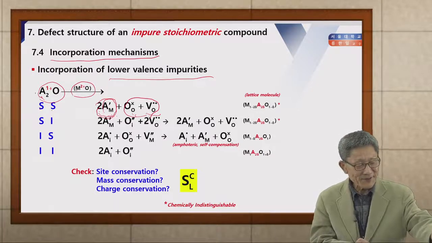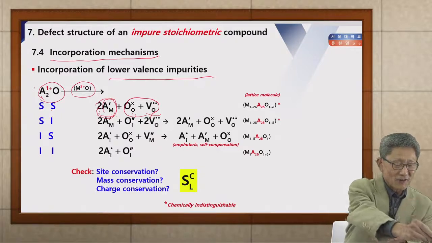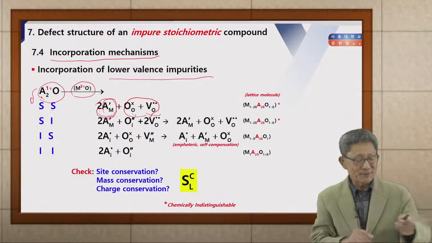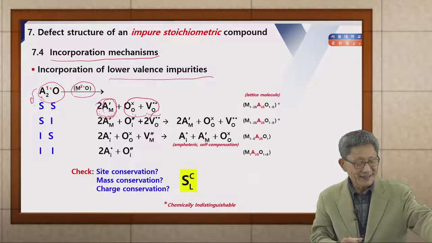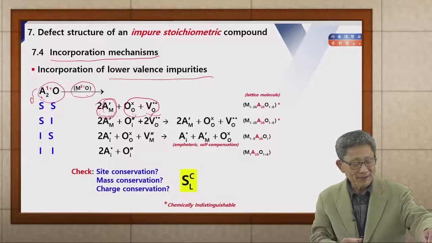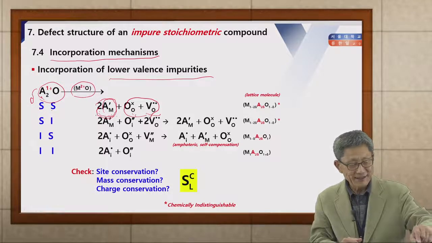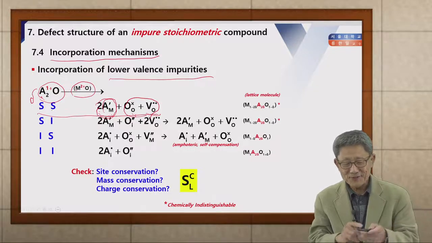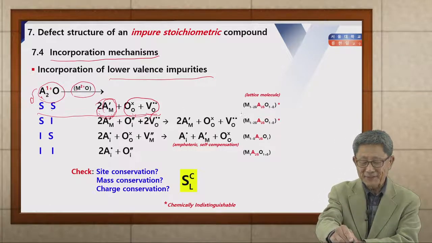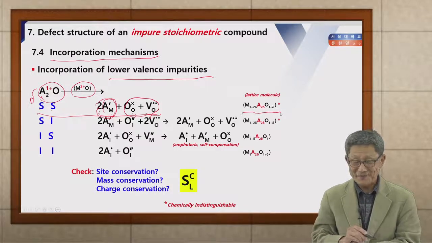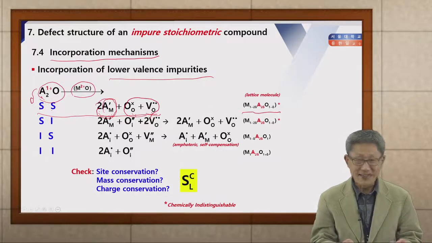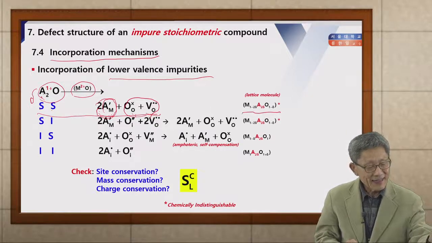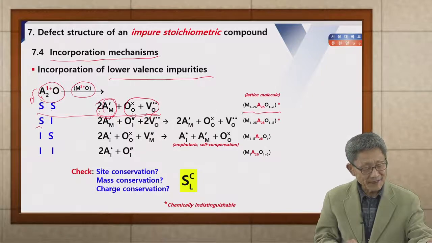Then suppose that you actually incorporated only delta impurity, as much as delta. Delta should be pretty much smaller. Delta A2O goes into the MO host lattice via this mechanism. Then you can easily write down the lattice molecular formula from this incorporation reaction mechanism.